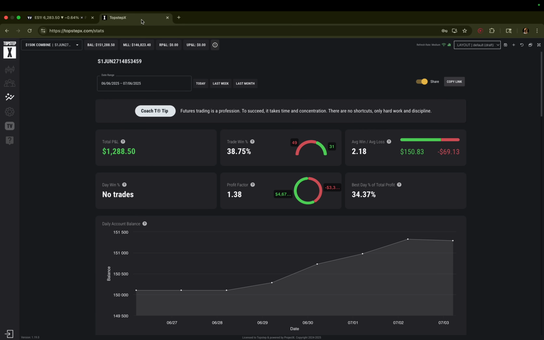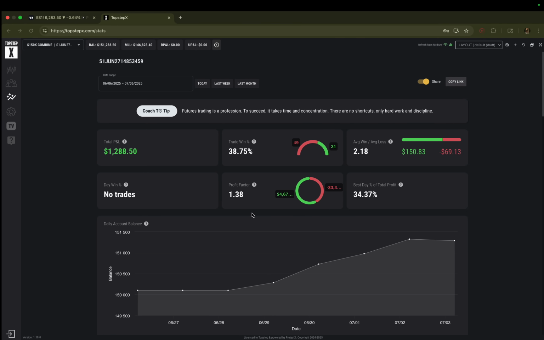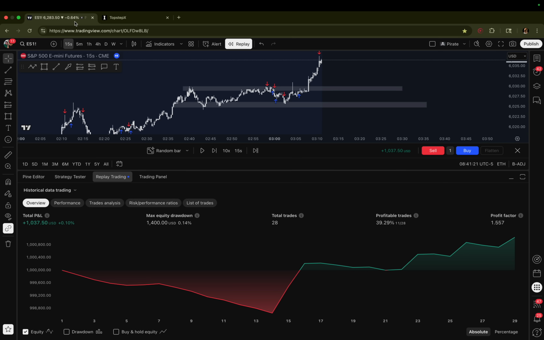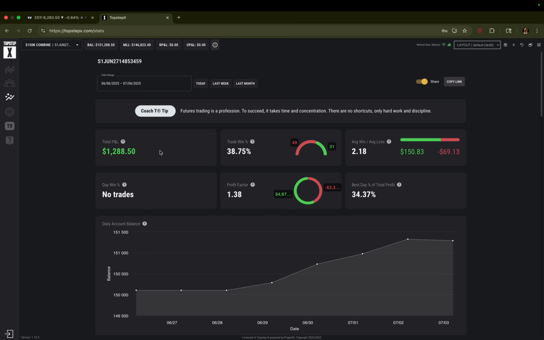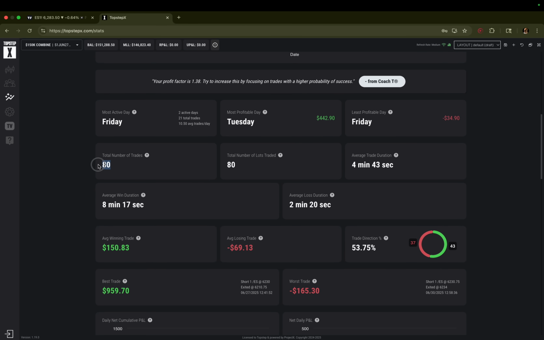Profit factor is 1.5. In my live trading, the profit factor is 1.38. So in fact, in my live trading, my profit factor is actually even less, and I still was able to profit, but it's almost the same thing. It's about a 1.4. Here it's a little above a 1.5. Same amount of P&L. Total trades was 28. I think I've taken 80 here in Top Step. Yeah, so total number of trades has been 80.